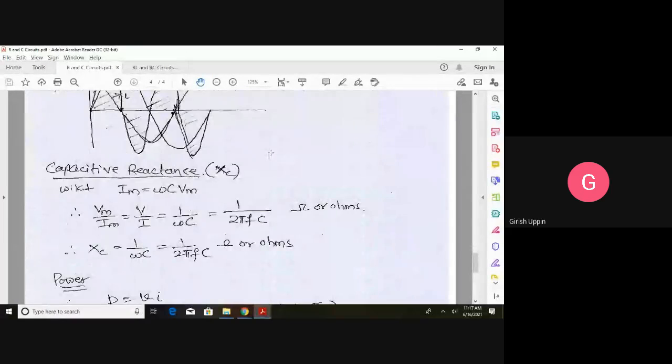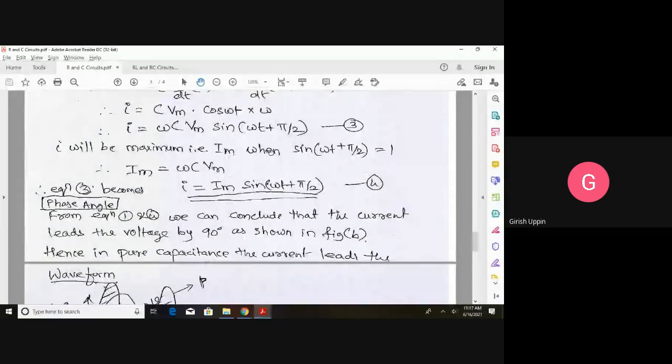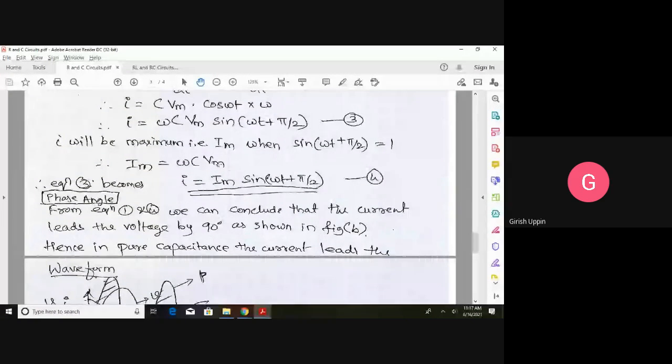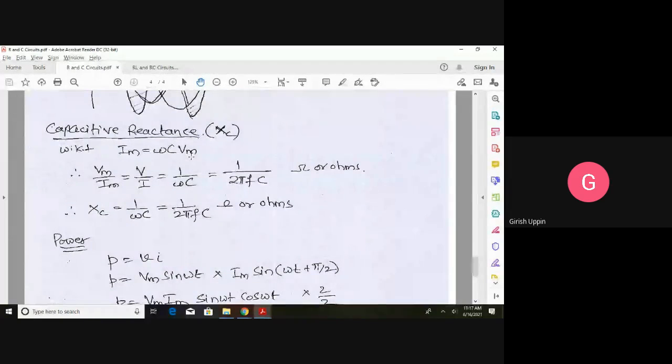From the above equation number 4, and from 3, we know that Im is equal to omega C into Vm. Then Vm by Im is equal to V by I. We know why: if you divide numerator and denominator by root 2, Vm by root 2 is nothing but the RMS value of the voltage. Therefore, Vm by Im is equal to V by I is equal to 1 by omega C.